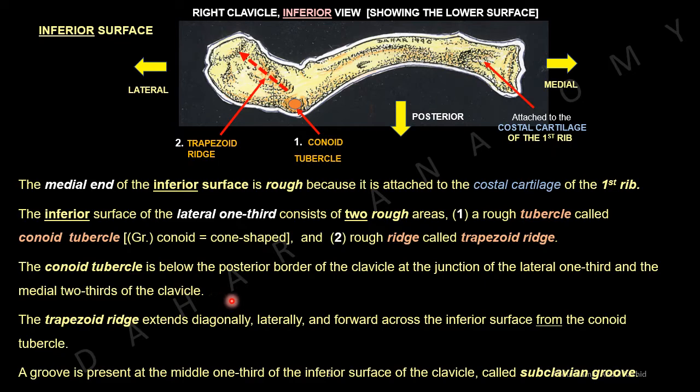The conoid tubercle is below the posterior border of the clavicle at the junction of the lateral 1/3 and medial 2/3 of the clavicle. The trapezoid ridge extends diagonally, laterally, and forward across the inferior surface of the lateral 1/3 of the clavicle from the conoid tubercle. This is the conoid tubercle. This is the trapezoid ridge.